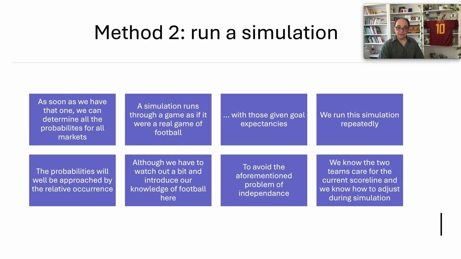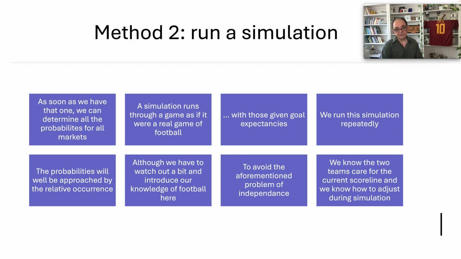Anyway, a simulation runs through a game as if it were a real game of football. That's what a simulation tries to do, with those given goal expectancies. We run this simulation repeatedly, so of course we run it 1,000 times. The probabilities will be approximated, mathematically speaking, by the relative occurrence. So how often did the team win? How often was it a 1-0, a 1-1? This is in 1,000, so 300 wins in 1,000, 30%. So this is the probability.